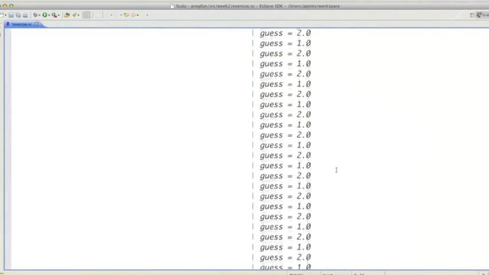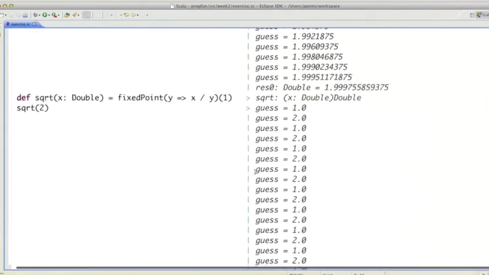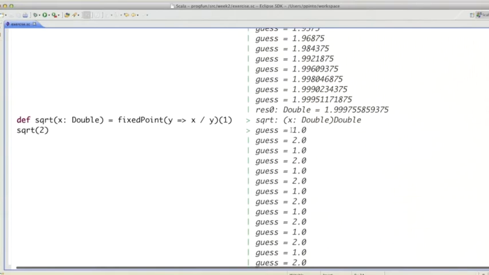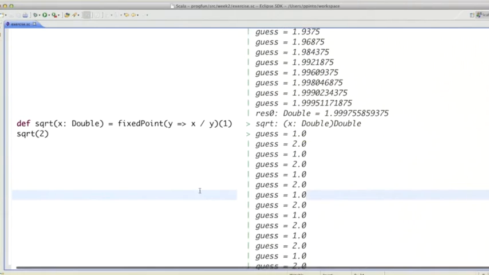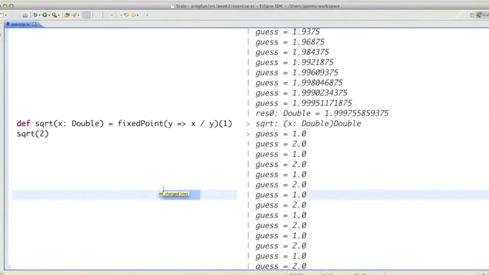So if we do that, then we see that our guess oscillates between 1 and 2 all the time. And if we do the computations for square root, I encourage you to do that, and you will find that yes, indeed, if you trace the execution using the substitution model, then that's precisely what will happen.